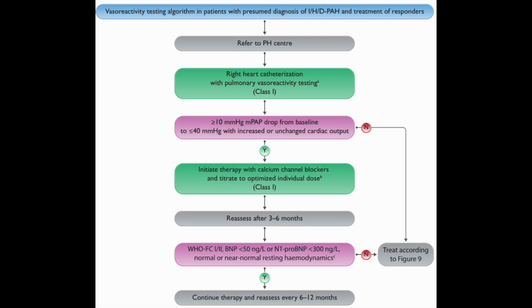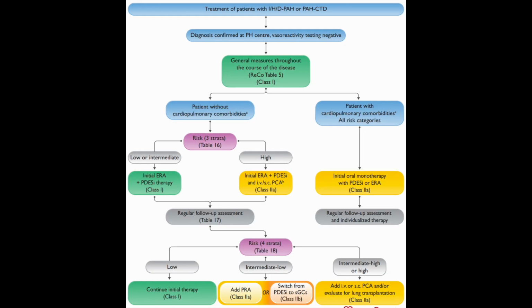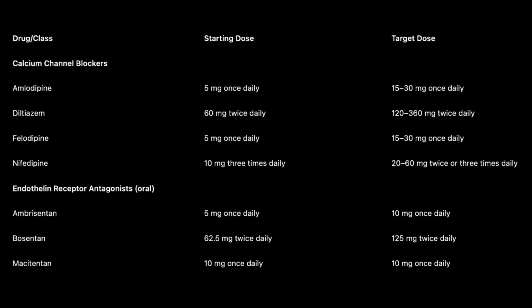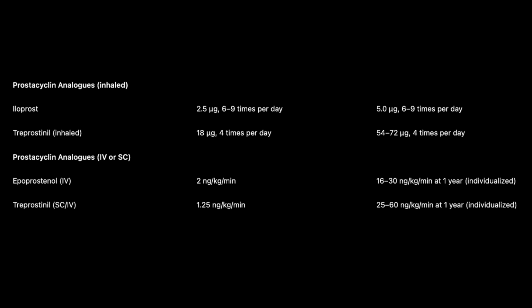That means this patient is a responder to the vasodilator therapy. Reassess every 3 to 6 months. Check it with the BNP, the functional status, and add a hemodynamic if you want. Continue therapy and reassess every 6 to 12 months. Now, this is for patients with pulmonary hypertension who are vasoreactive negative. So the general measures throughout are to be done; for patients without cardiopulmonary comorbidities, as we have discussed, the management, you can see this written over here. So these are the various drugs that you can use, the various dosages. Thank you for your patience.